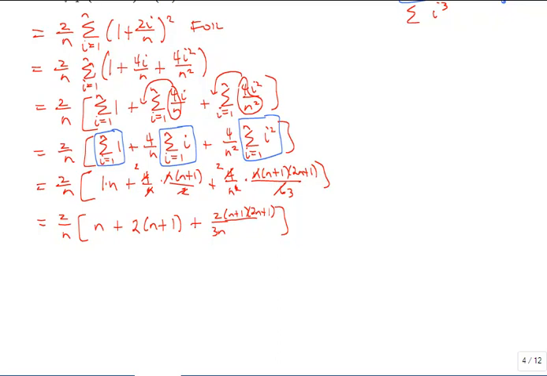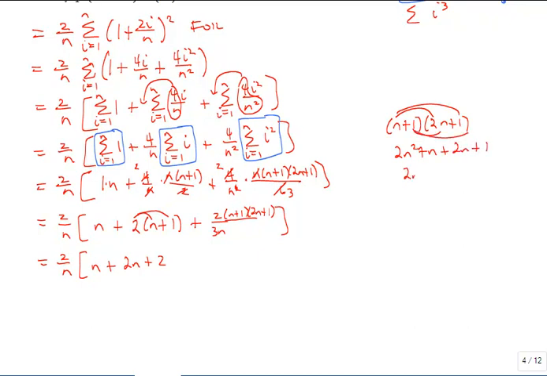Okay? Now the next thing that I'm going to do is go ahead and distribute my 2 across. So this will be 2n plus 2. And I'm going to go ahead and FOIL this guy out and double it all. So let's do that with a little bit of scratch work over here. So n plus 1 times 2n plus 1 is going to be 2n squared plus an n plus a 2n plus a 1. So that's 2n squared plus 3n plus 1.